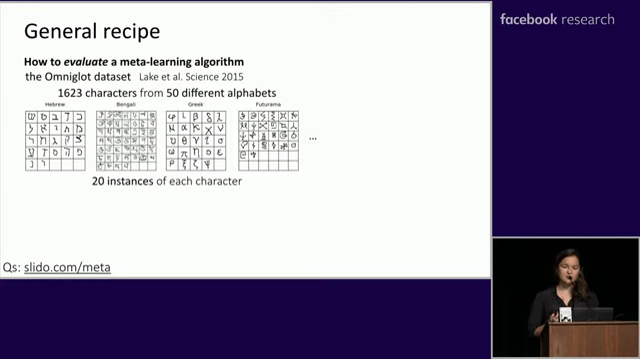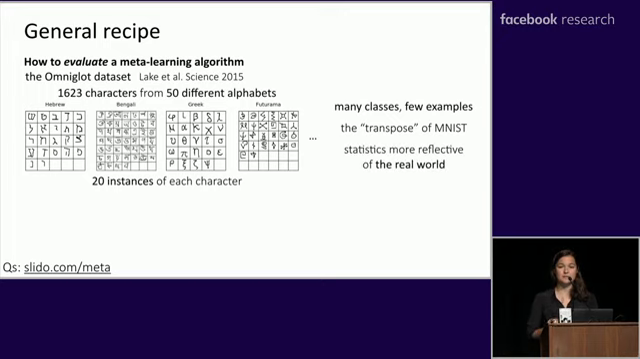One of the interesting statistics of this dataset is that it has many classes and few examples per class. This is actually quite different from a lot of standard machine learning datasets, such as MNIST. It's essentially the transpose of things like MNIST that have few classes, 10 classes, and many examples per class. What I find really appealing about these kinds of datasets is that they're more reflective of the statistics of the real world. In the real world, we have tremendous diversity in terms of the number of objects and items and people that we encounter, and we don't encounter them over and over again.